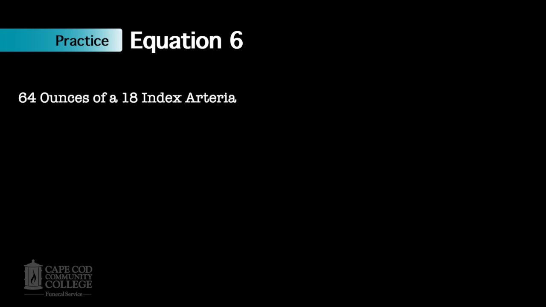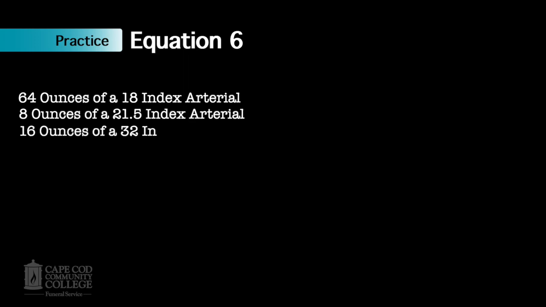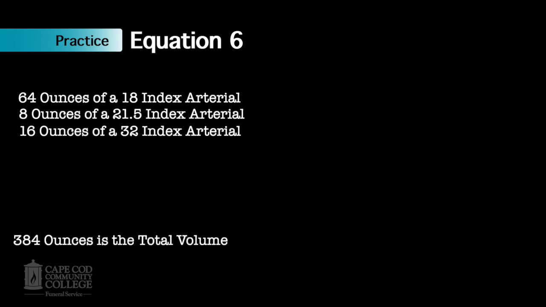We use 64 ounces of an 18 index arterial, 8 ounces of a 21.5 index arterial, 16 ounces of a 32 index arterial, and the total volume in our tank is 384 ounces, or 3 gallons. For this equation, this is all the information that we need.